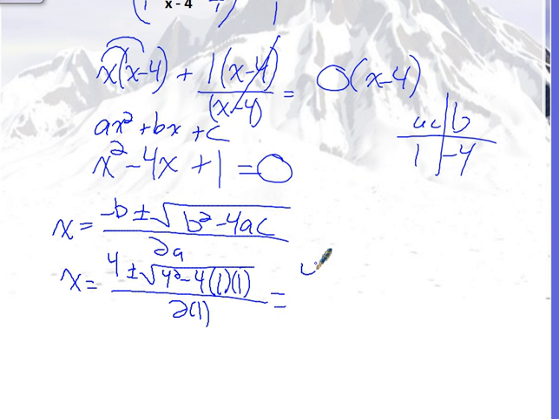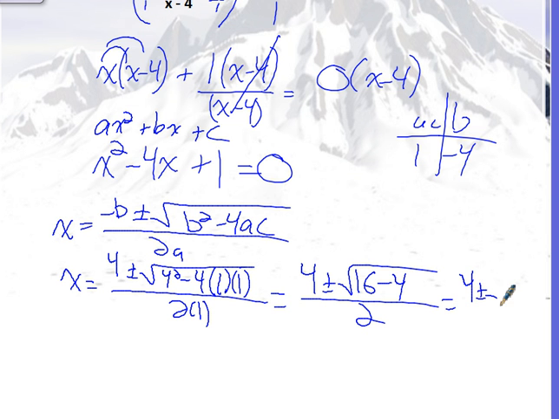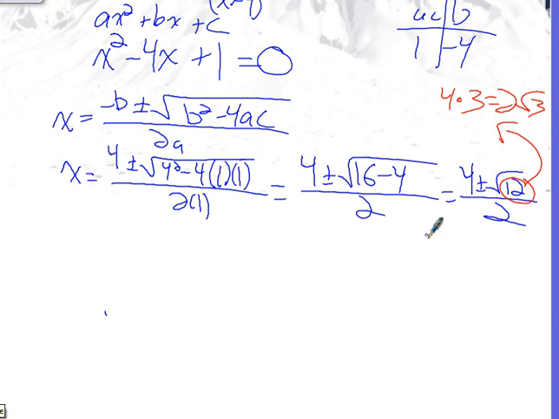So we can simplify this a little bit. 4 plus or minus the square root of 16 minus 4 over 2. And once again, 4 plus or minus root 12 over 2. And then 12 here I can simplify, because that 12 is really 4 times 3. So I can make that 2 root 3. All right? So I get 4 plus or minus 2 root 3 over 2. And now I can cancel that 2 out because I have a factor or a multiple of 2 in both parts of the numerator.